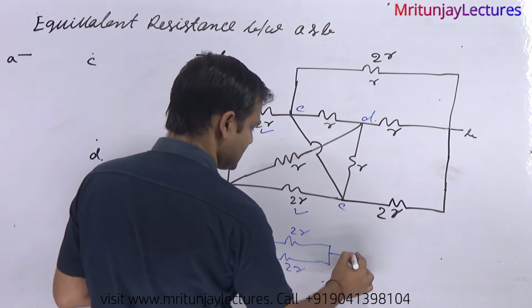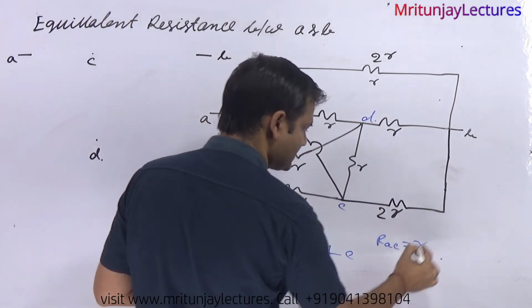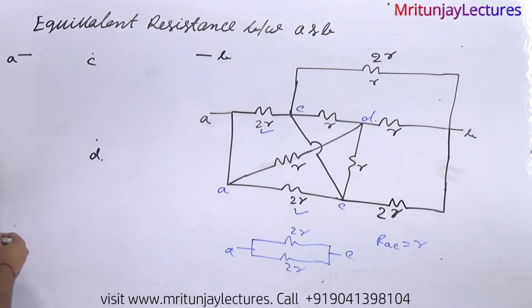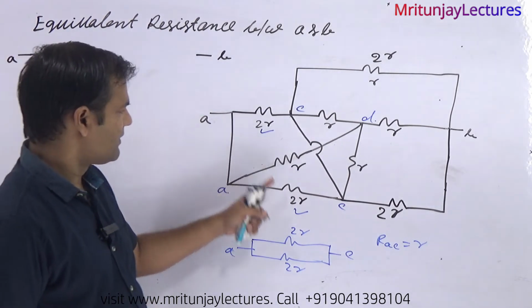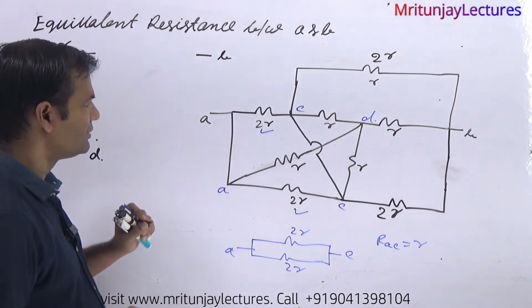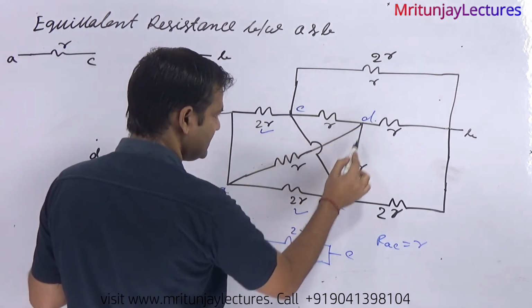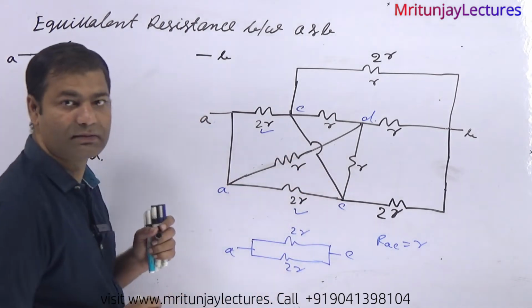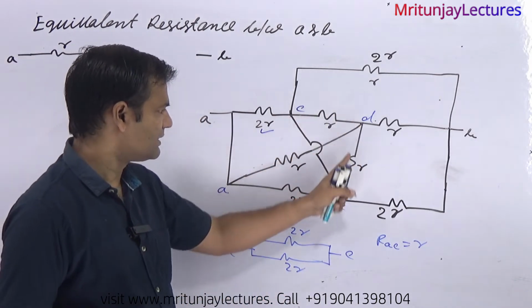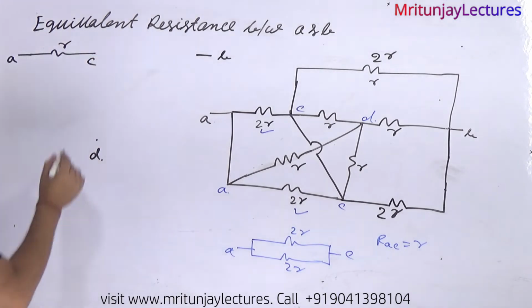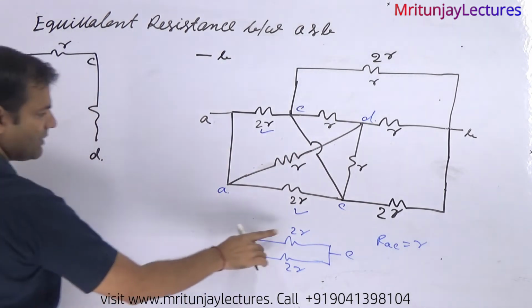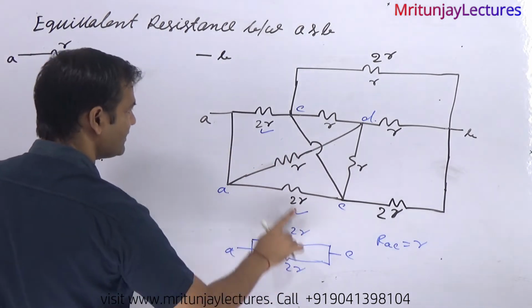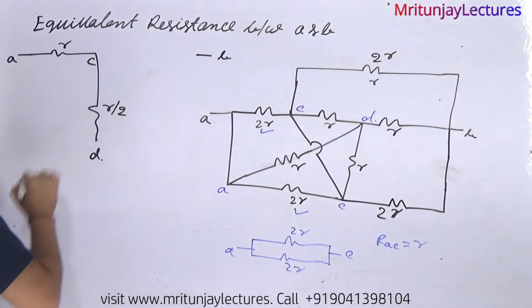That is A and that is C. So R of AC is simply R. Simply make R like this one. Clear or not? After that, what about C and D? C and D, that is R and that is R. Both are parallel, so between C and D, that is R by 2. If this is R and this is also R, then the whole combination is R by 2.